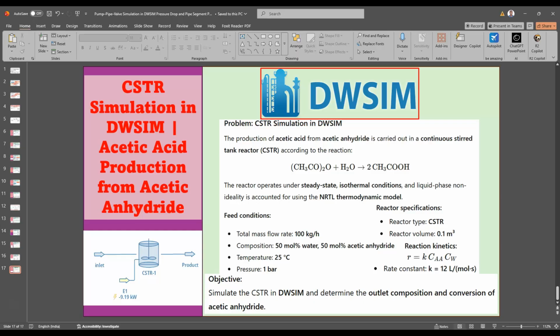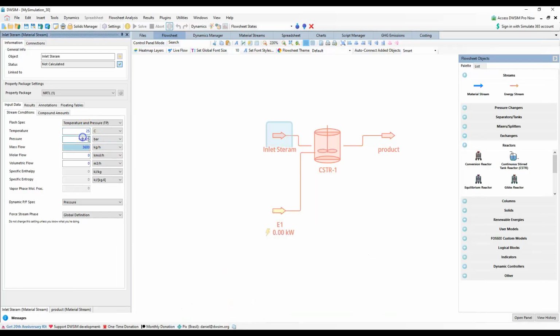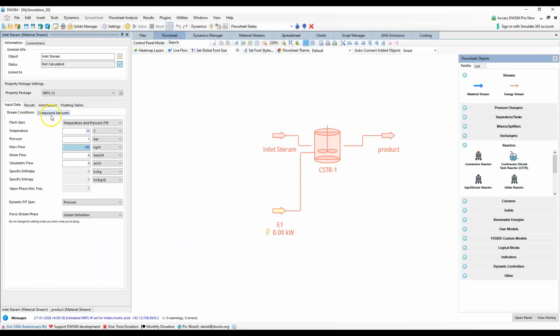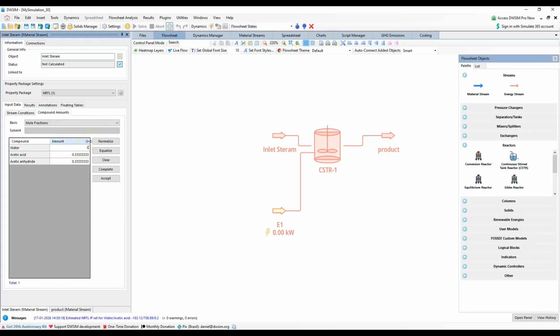Temperature 25, pressure I am just changing to 1 bar, and then mass flow rate, and then composition 50-50. So now I am going to component: that is 0.5 water and acetic anhydride 0.5, and at the inlet there is no acetic acid. Now the total of the mole fractions adds up to 1. So now I am accepting.